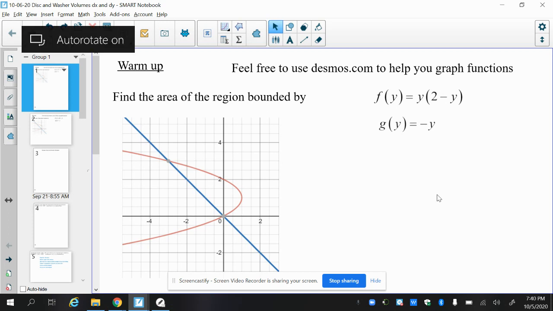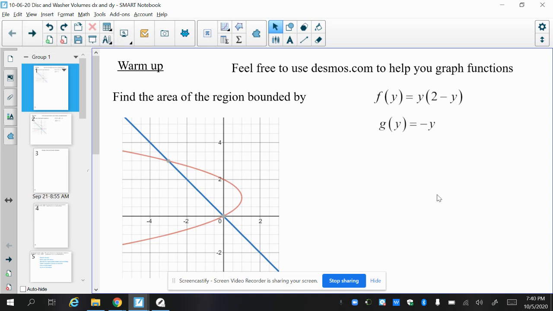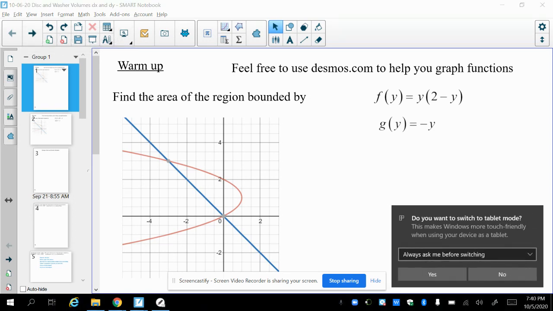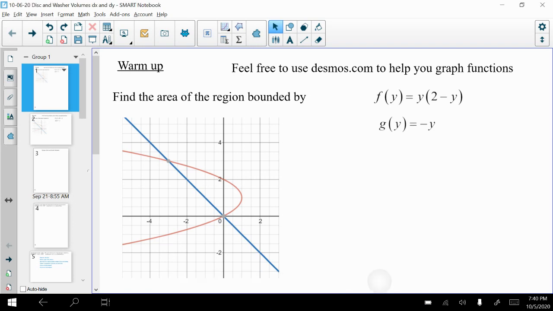So let's go ahead, I drew the graph for you, but I wanted to force us into a dy situation. Let's take this problem, and you can, of course, find it in Schoology under this week's folder. Let's take a minute and pause the video.